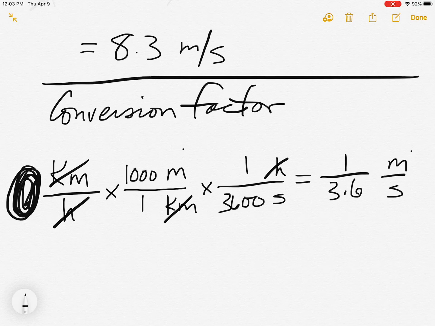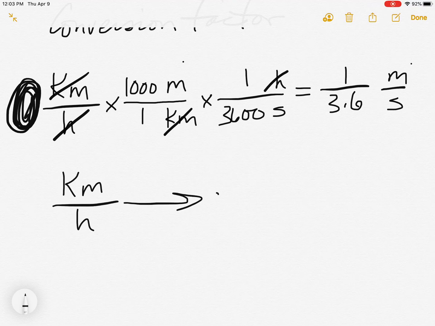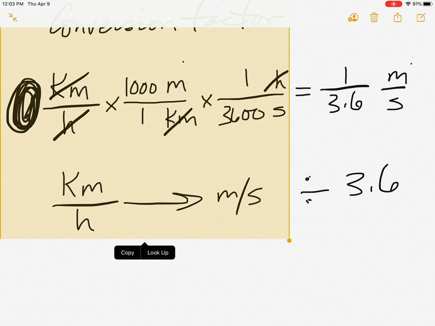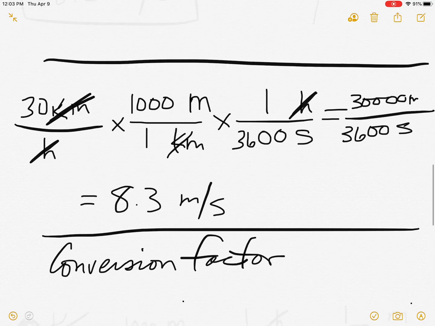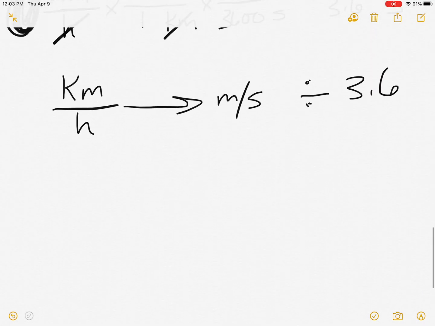So what is 1 over 3.6? Well, 1 over means dividing by. So we figured out that if you want to change a number from kilometers per hour and turn it into meters per second, all you do is divide by 3.6. Let's try it with our, what was it, 20 kilometers per hour that we had used before? Let me go back, 30. Let's try it with our 30. So we take 30.